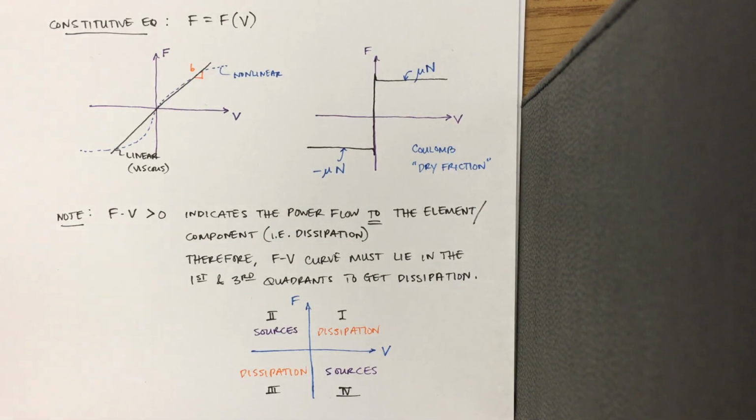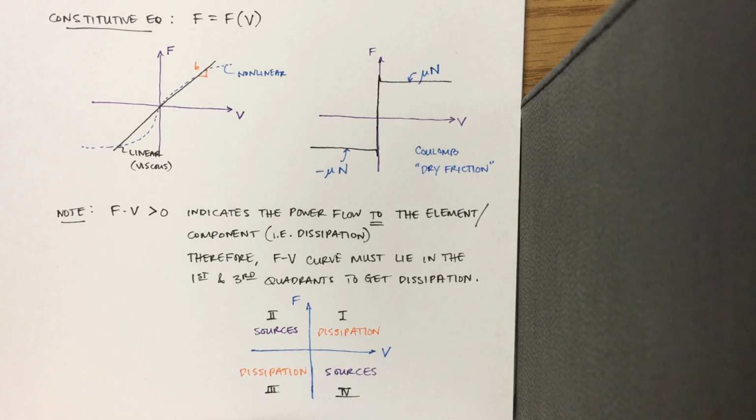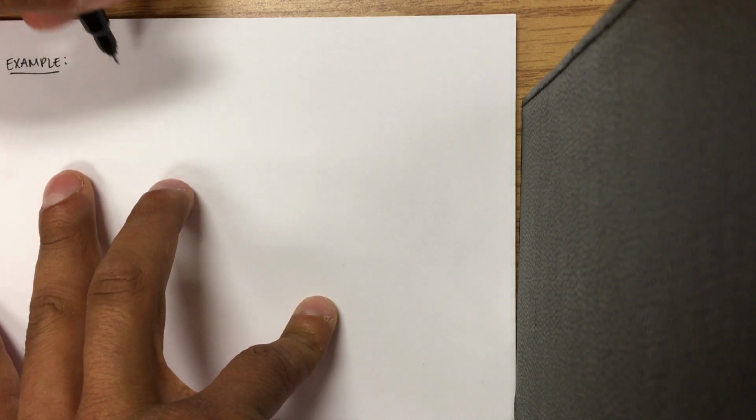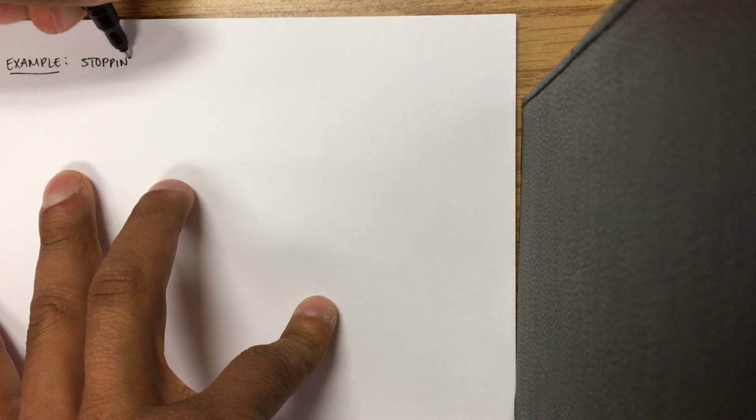Okay, so let's do another example, where again we're going to incorporate the things that we learned in last class as well as what we just covered with respect to calculating dissipative power. So this would be an example of a stopping car.